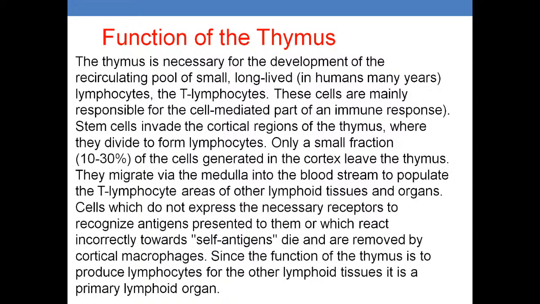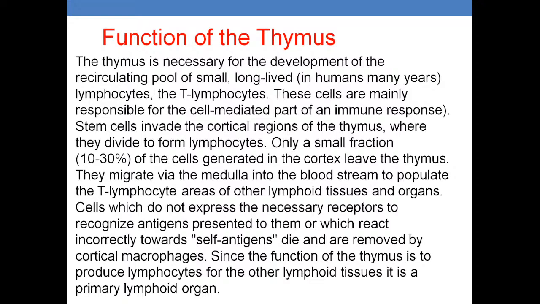Stem cells invade the cortical regions of the thymus, where they divide to form lymphocytes. Only a small fraction, 10 to 30% of the cells generated in the cortex, leave the thymus. They migrate via the medulla into the bloodstream to populate the T lymphocyte areas of other lymphoid tissues and organs.